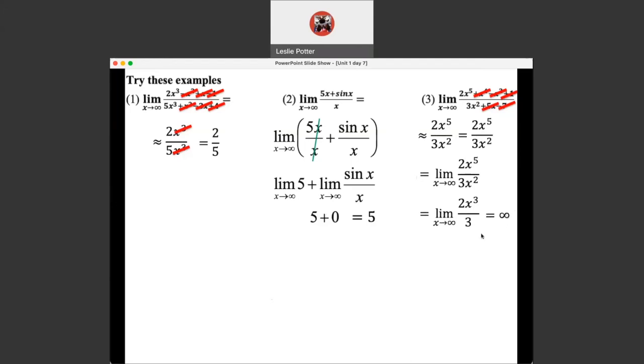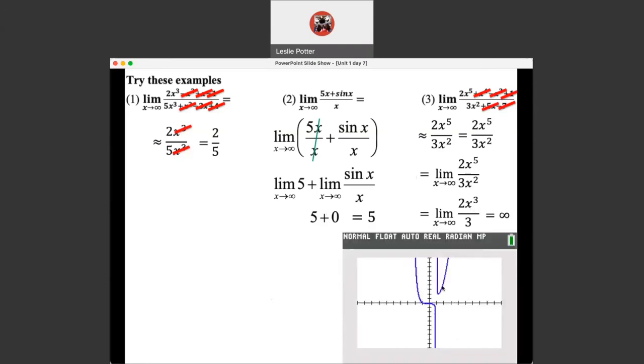It's almost like looking at an x cubed, right? It looks like this. And so as we go to positive infinity on the x values, we're just going to go to positive infinity on the y values too. So in this case, there is no asymptote, and it's because we have an infinite value on that limit.